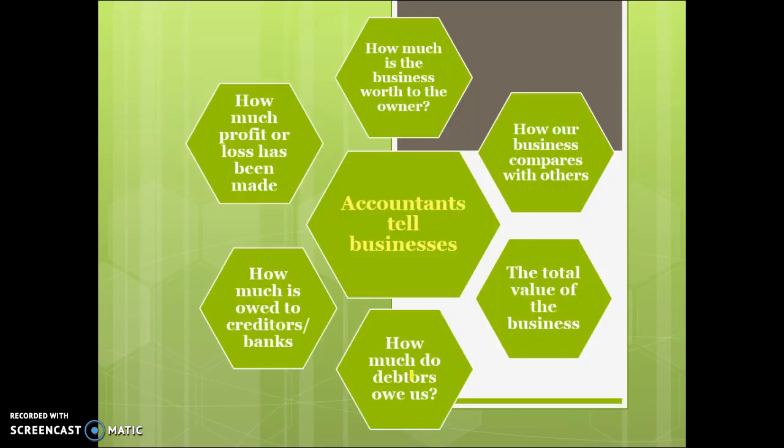So the role of an accountant essentially is to give business owners information about the state of their business. So they want to tell business owners whether that business is making a profit or a loss, how much the business is worth to the owner, how the business compares with other businesses, how much they owe to the creditors. So creditors are other businesses that we owe money to. So for example, we may have purchased stock off them in the past and not paid those businesses, so we owe that business money. We may have loans to the bank as well. Basically accountants tell the business lots of information about the state of that business at a particular point in time.